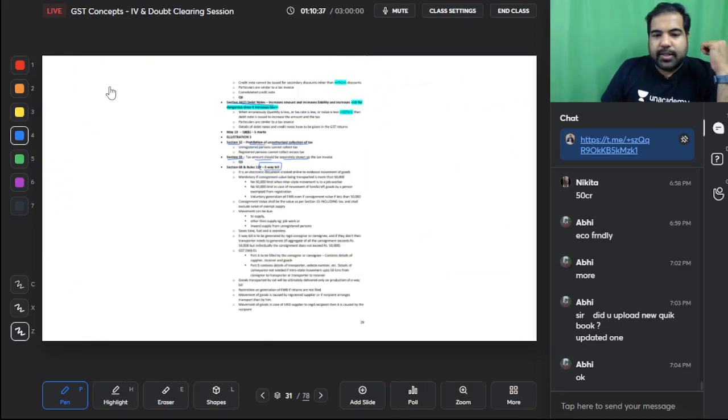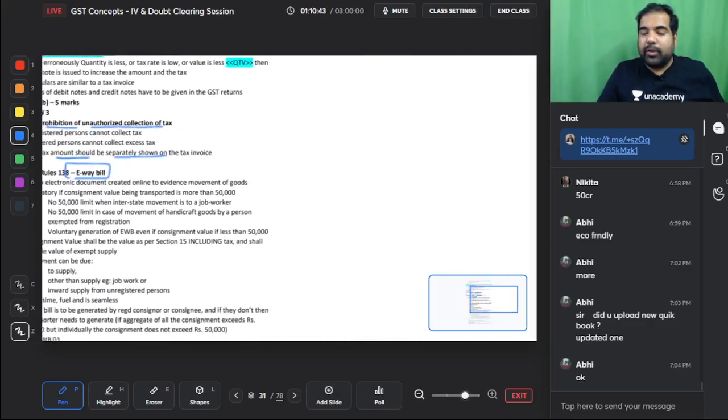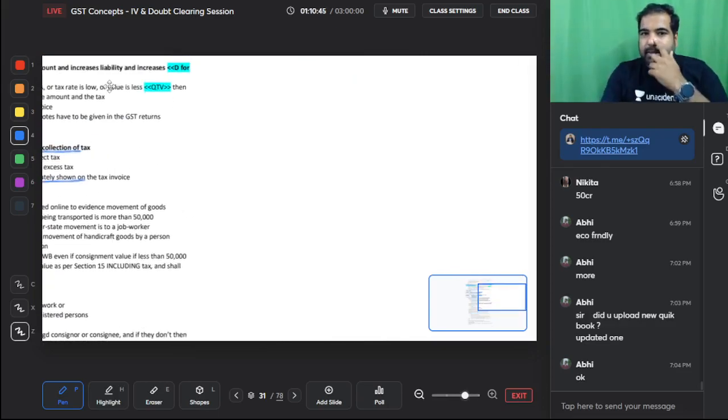Guys, this is the invoice chapter. Now we are at e-way bill. Very, very interesting concept, e-way bill. And then we'll be left with only one chapter, that is returns and some exemptions. So we are good. It's been 1 hour 10 minutes that we've been in this lecture. Let's take a 5-minute break.